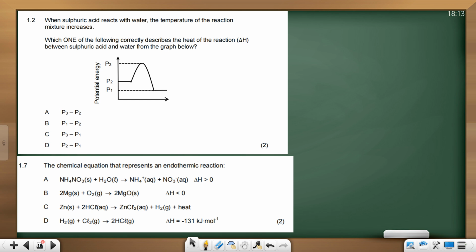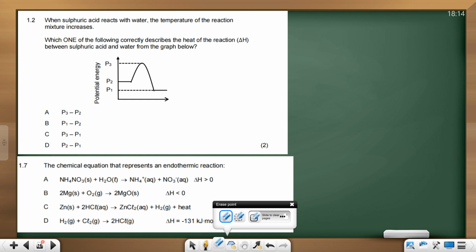When sulfuric acid reacts with water, the temperature of the reaction mixture increases. That's very important. Increases. Which one of the following correctly describes the heat of reaction, which is delta H, between sulfuric acid and water? What's your answer here? Can I start getting answers? A, B, C, D? Yes, here, B. Rose, B. Are you also saying B now? I know I wrote B.